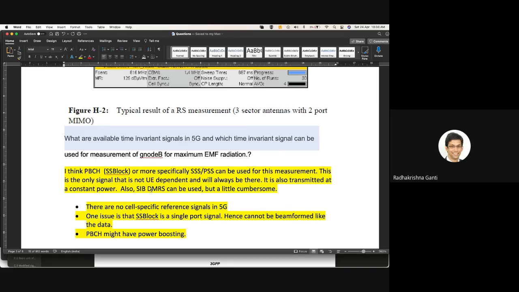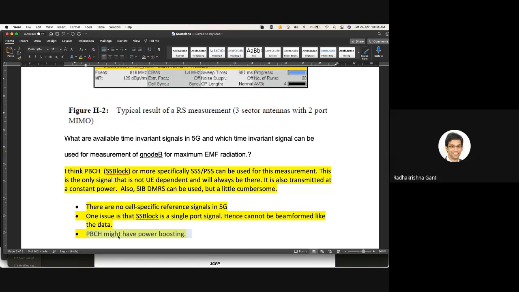Generally what they do is they use wide angle beamforming for the SS block, and not narrow beamforming, because the SS block has to be broadcast all over the cell. If that is fine, you can use the SS block for your measurements. One more thing is PBCH might have power boosting. But once you decode PBCH and MIB, you will know whether power boosting is there or not. So you can compensate for that. That part you can do.